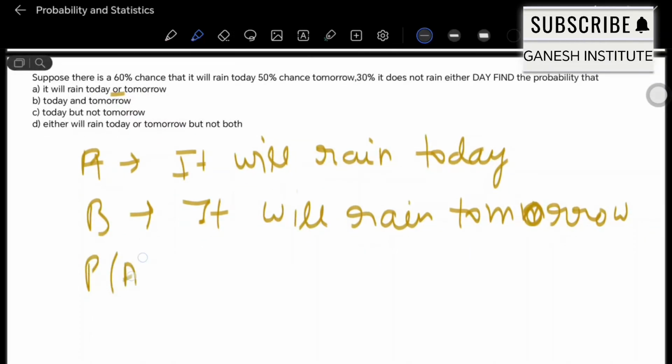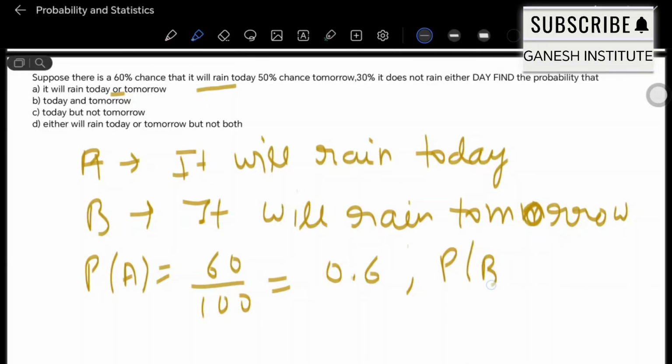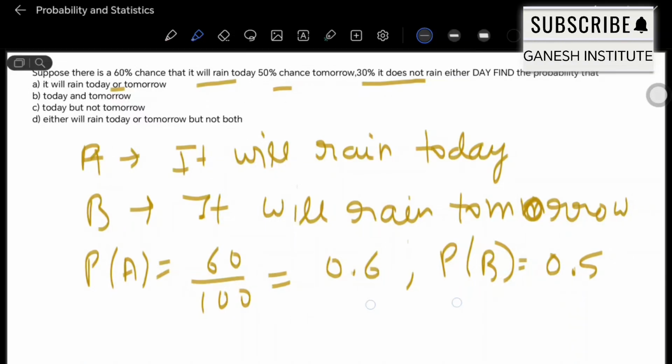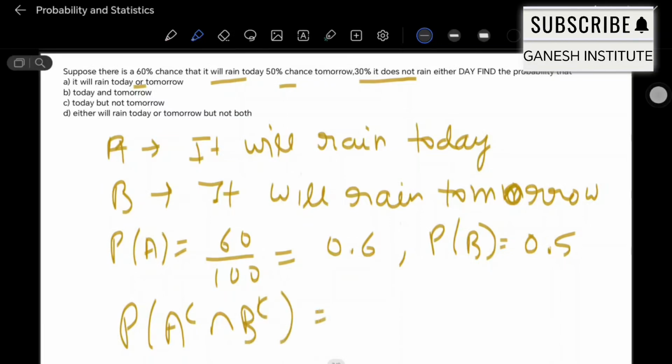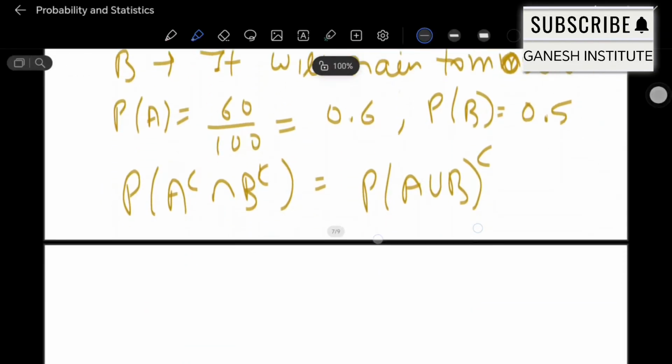So P(A) is given to us. It will rain today 60%, that is 60 by 100, so 0.6. And P(B), it will rain tomorrow, is 50%. So that is 0.5. And 30% that it does not rain either day. That is neither A nor B. If it is neither A nor B, can I say it is (A union B) complement? Yeah. Let's try this out.